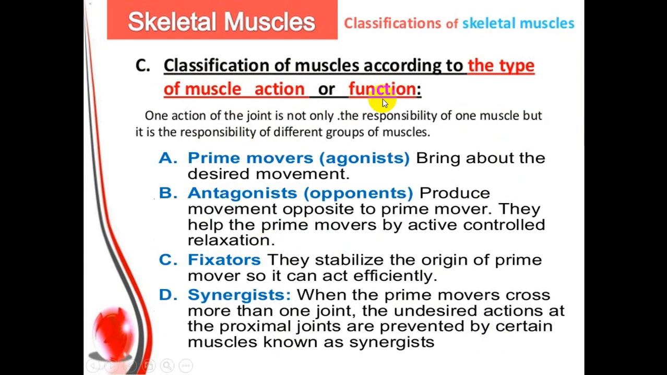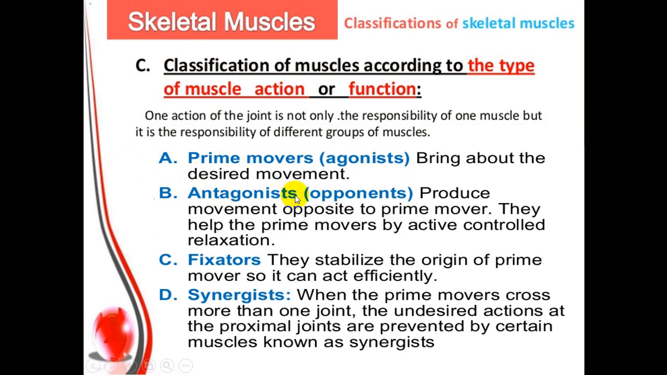And the physiological or functional classification of muscle includes these four categories. The prime movers or agonists are those muscles responsible for initiation and maintenance of a particular movement, and these are the main muscles of a movement. For example, brachialis is a prime mover in flexion of the elbow joint. Medial head of triceps brachii is a prime mover for extension at the elbow joint.